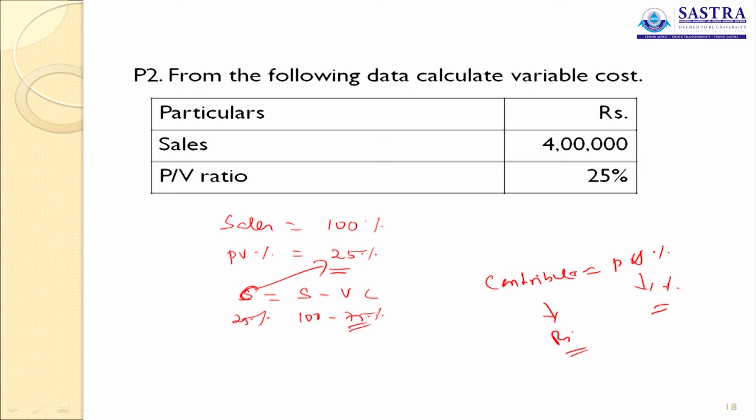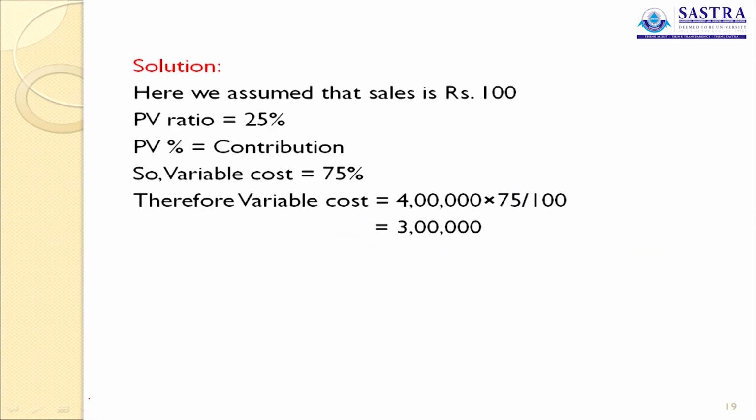You apply 75% on sales, and the variable cost will arise. Already I told you, here we assume that sales is 100, PV ratio 25%. So PV ratio equals contribution; in terms of rupees or in terms of percentage, that's all. So variable cost equals 75% on sales. Sales 4 lakh, 75%, the variable cost is 3 lakh. This is the answer.